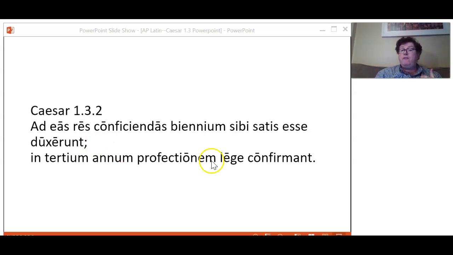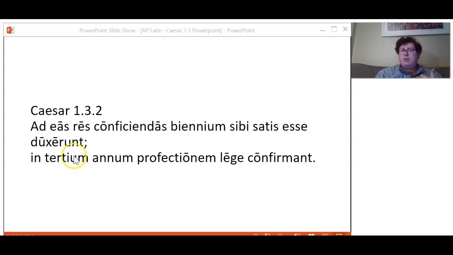So now we move to the second independent clause. Confirmant, similar to Helvetii, they establish, or they maybe even ratify. What do they ratify? The profectionem, the departure, by law, lege, in tertium annum. Here in with accusative meaning for. They establish the departure by law for the 3rd year.